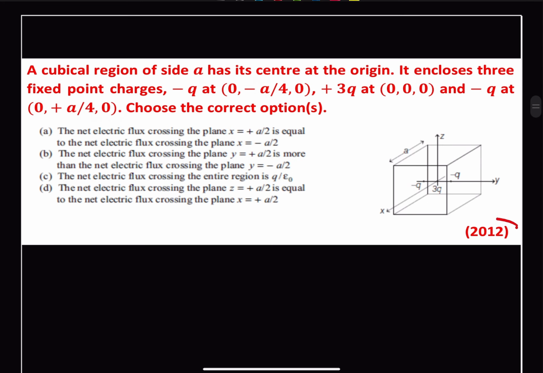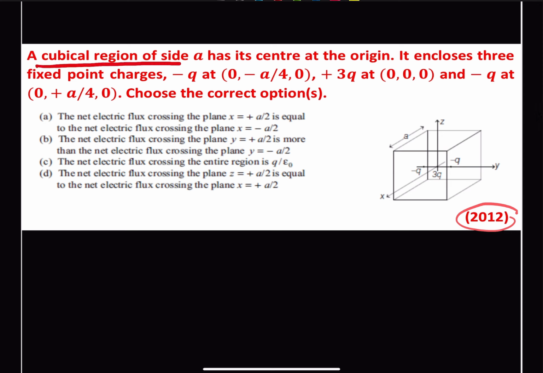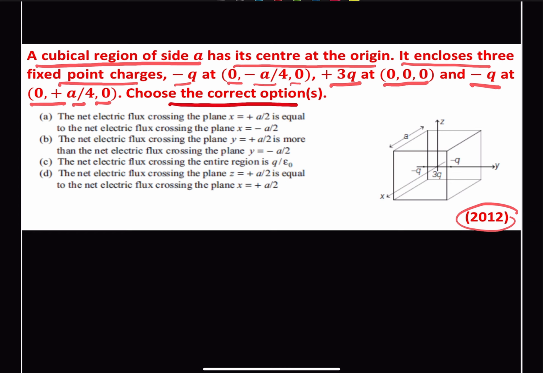It was asked in the year 2012, and it states that a cubical region of side A has its center at the origin. It encloses three fixed point charges: minus q at (0, minus a by 4, 0), plus 3q at (0, 0, 0) and minus q at (0, plus a by 4, 0). Choose the correct option. So here we are given, no doubt a cube is given to us, but all the charges are lying along our y-axis only, at the origin inclusive.